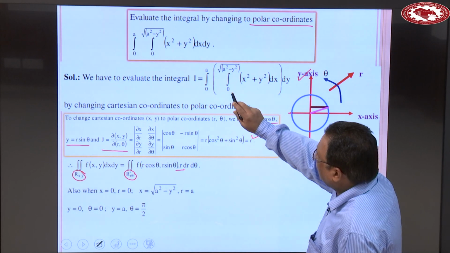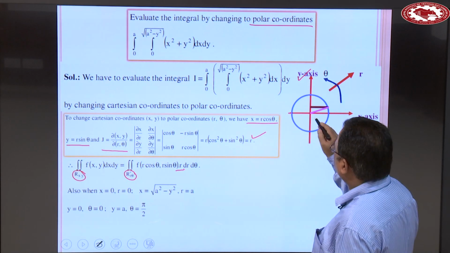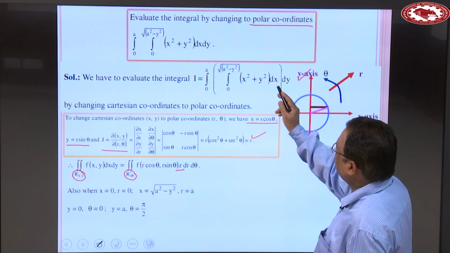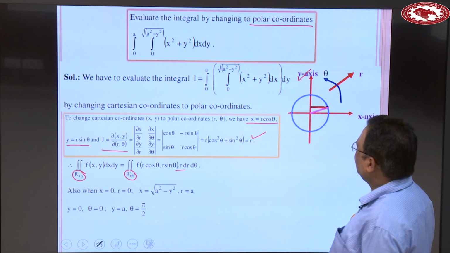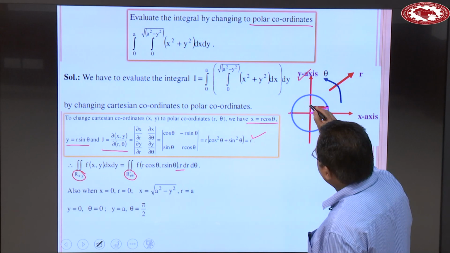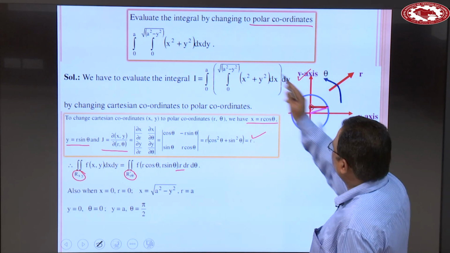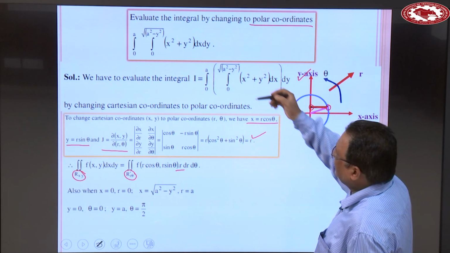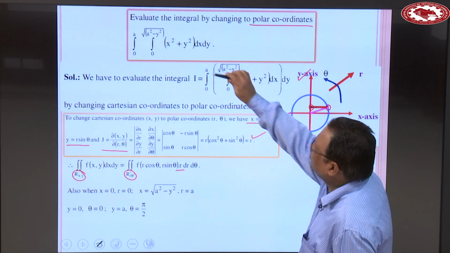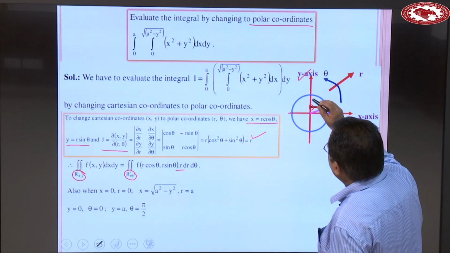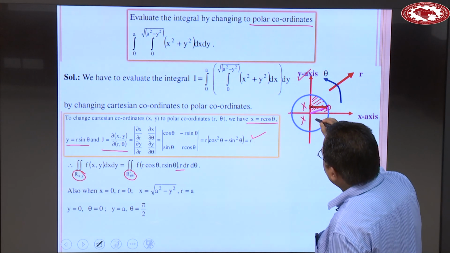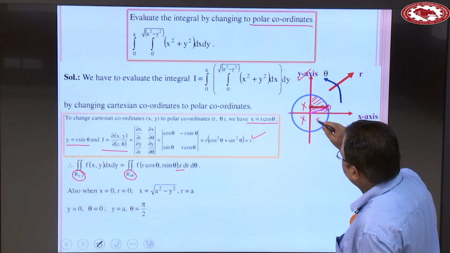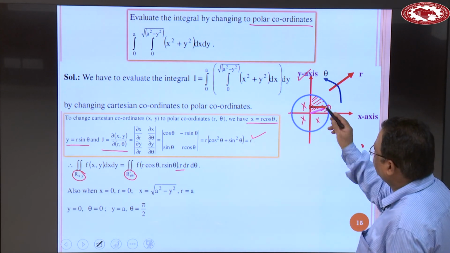Now look, x goes from x1 to x2, where x1 is 0. Here, integrating with respect to x means the strip is parallel to the x axis. Now x1 is 0 means this, and x2 lying on the circle means this, and this strip slides from 0 to a. This means this region is the region of integration. Not this, not this, not this, not this. This one is the region of integration.